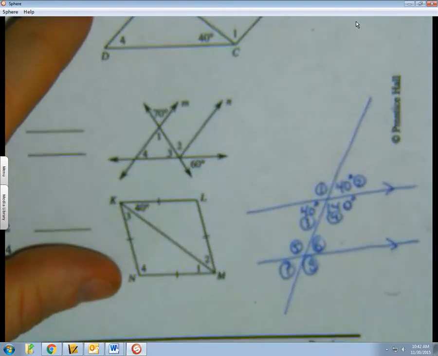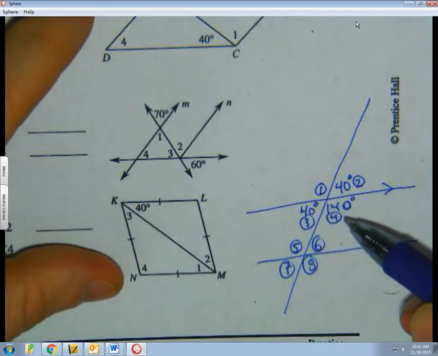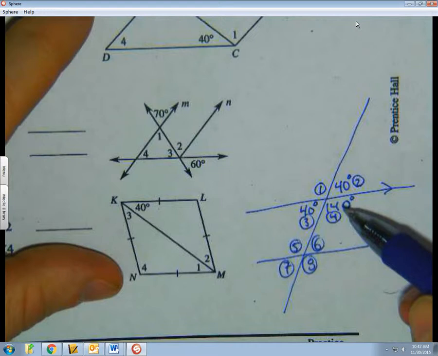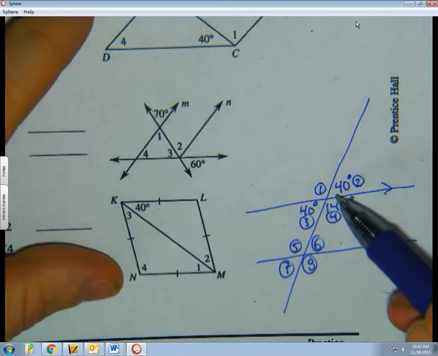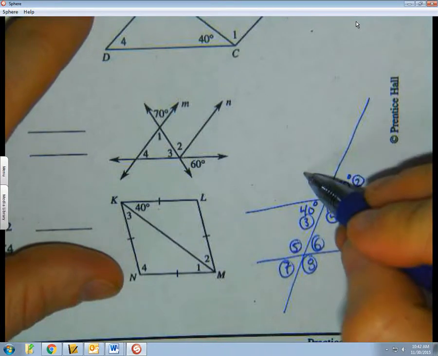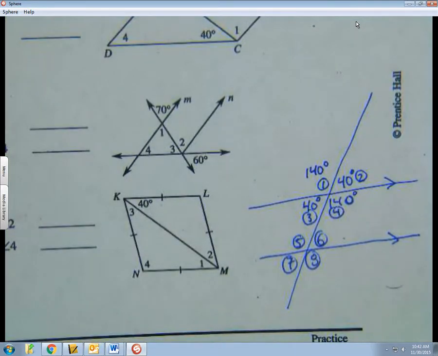So now, another way to get number 1, we can realize 1 and 4 are vertical, so they'd be the same. And we should notice that 1 and 2 are a linear pair, so they should add up to 180. So either way, you get 140 there. Okay?